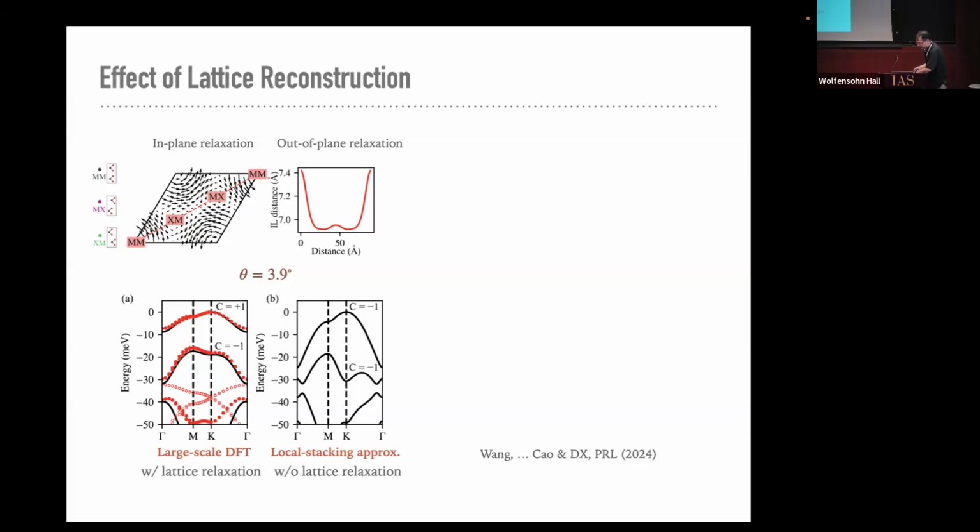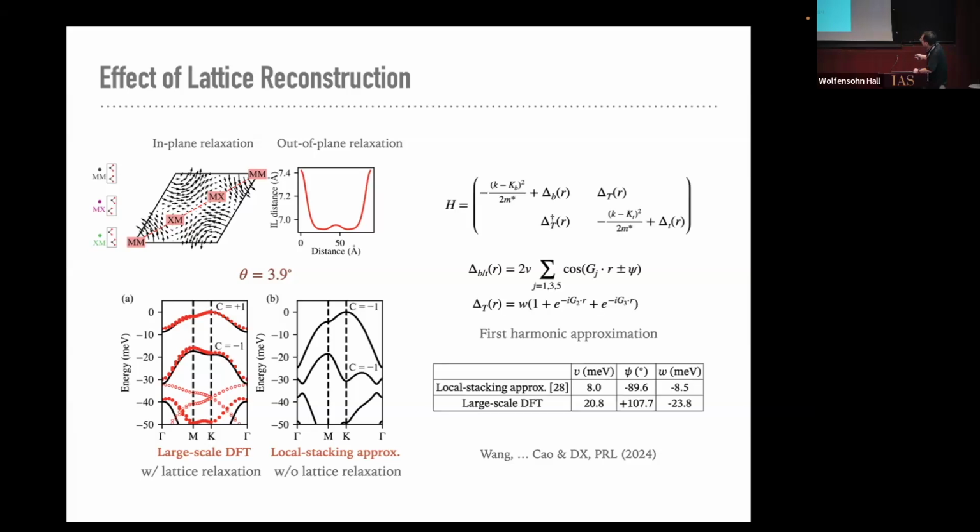So with all that being said, we can fit the band using this continuum model. The red dots are from DFT calculations, and the black curve is from fitting. You can see from fitting that once you take into account the lattice relaxation, the moiré potential becomes much larger, right? 8 meV becomes 20 meV, and 8.5 eV becomes 23 meV. So that just shows you that it's a flat band.